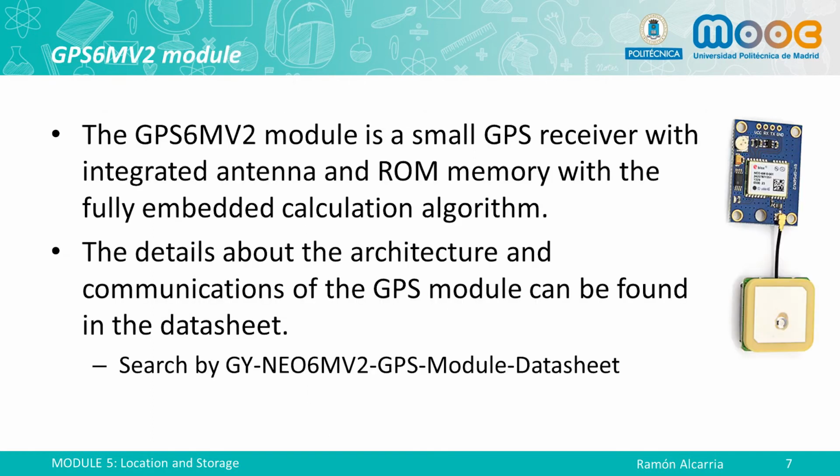A well-used GPS module for Arduino, easy to incorporate to our projects, is the GPS 6M-V2. This module incorporates a design that suppresses jamming sources and mitigates multipath effects, giving excellent navigation performance even in challenging environments. It integrates an antenna and ROM memory with a fully embedded calculation algorithm. For more information about this module, you can look at the module datasheet included in the documentation.